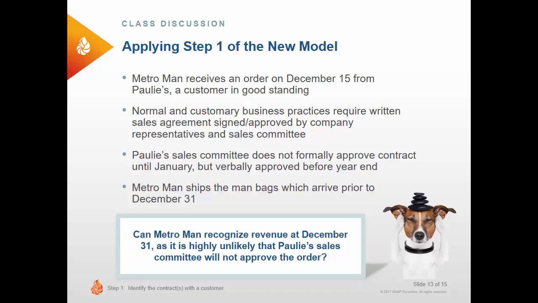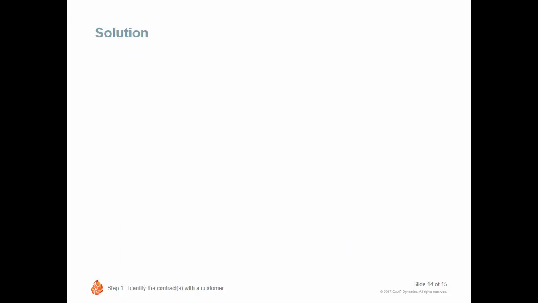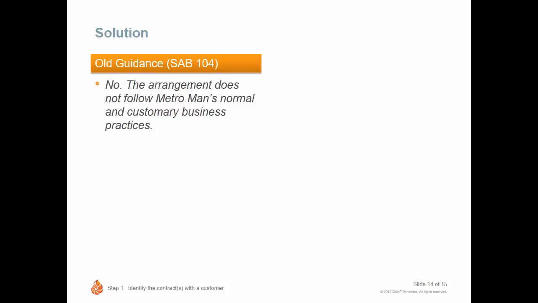Can Metroman recognize revenue at December 31st, as it is highly unlikely that Polly's sales committee will not approve the order? We'll look at the solution both under the old guidance and the new guidance in accordance with Topic 606. SAB 104 requires persuasive evidence of an arrangement to exist in order to recognize revenue. According to the SEC, persuasive evidence of a sale represents the agreement of the sale. Without it, delivery means nothing in terms of transferring the risks and rewards of the sold item.